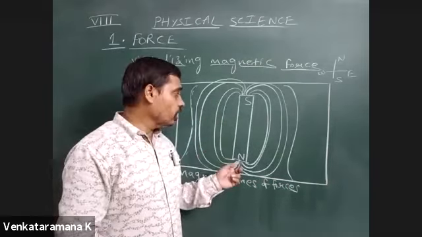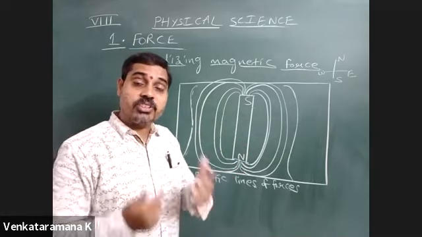So why do these iron filings fall in this uniform pattern? Due to the presence of magnetic lines of force. Now, how do these magnetic lines of force exist?